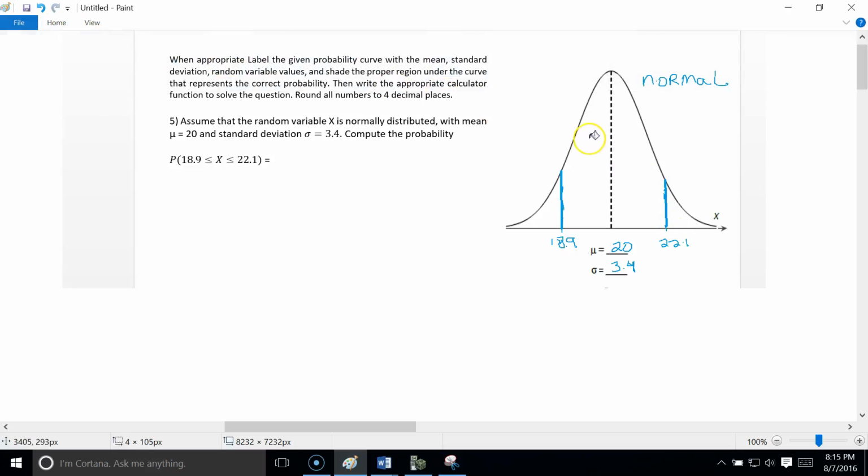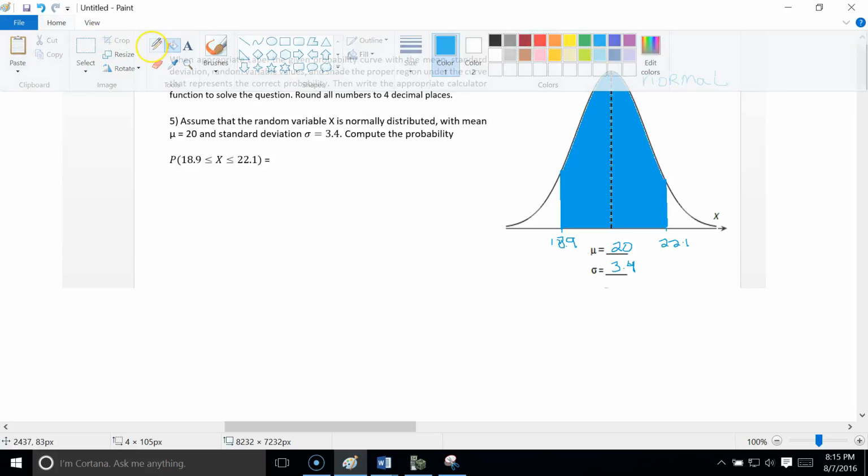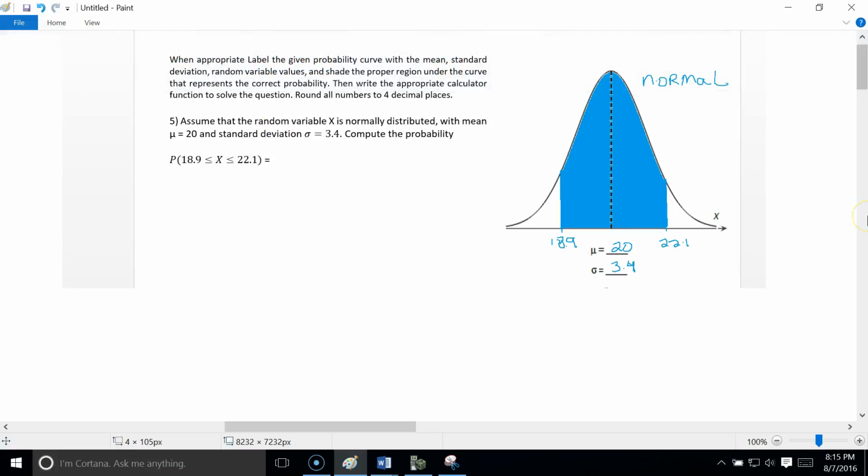I want all the values that are in there. Okay, so to find this answer, we're going to use the calculator function normal CDF. So the answer should be... okay, so there's our calculator function. Let's use our calculator now to figure out what that is.